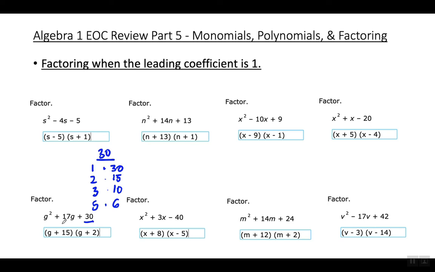Now I can see, okay, what combination of that can give me 17? Not 1 and 30, not 3 and 10, not 5 and 6, but 2 and 15. When you add them, they give you 17. So that has to be it, okay? Esta es la única combinación que cuando se suma te da 17. All right, let's try this one over here.